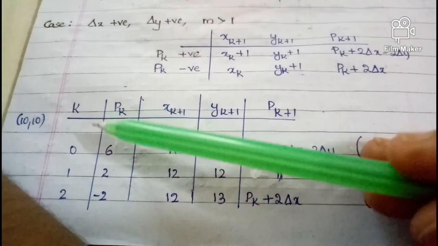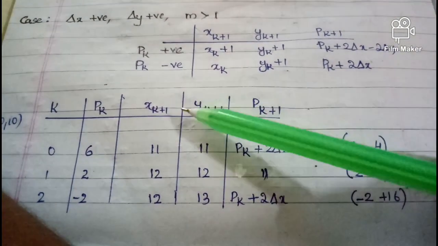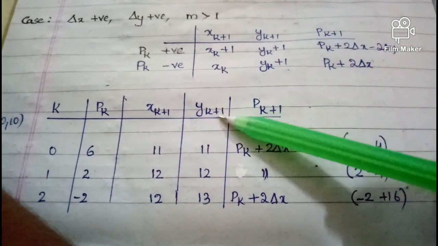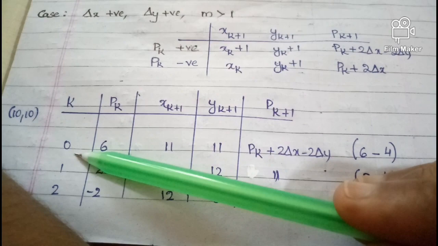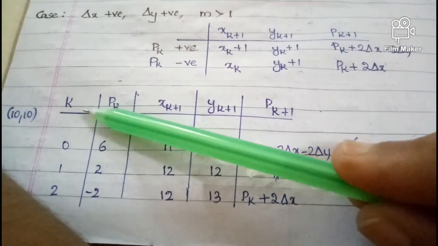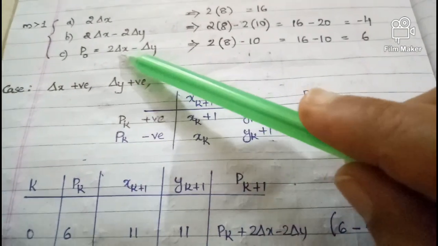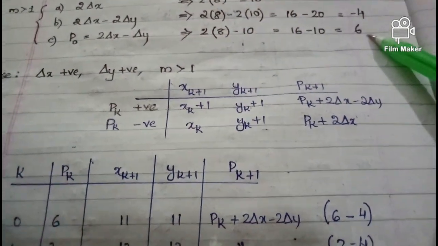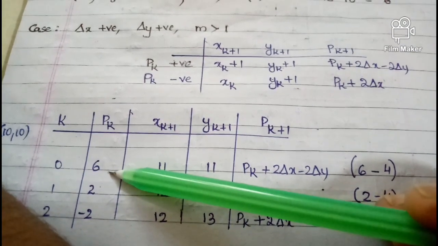Draw 5 columns: k, pk, xk plus 1, yk plus 1 and pk plus 1. This is next value of x, next value of y and next value of pk. Start the row with k equal to 0. When k is 0, pk becomes p0. We have already computed the value of p0 as 6. So in the first row, value of p0 is 6.